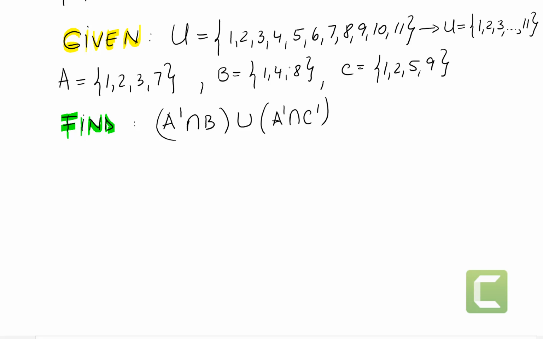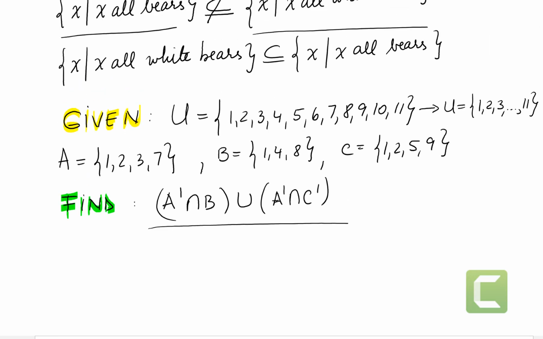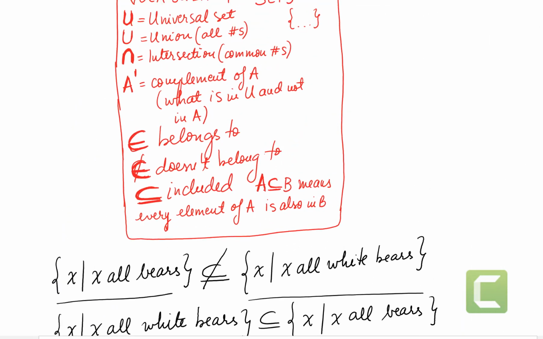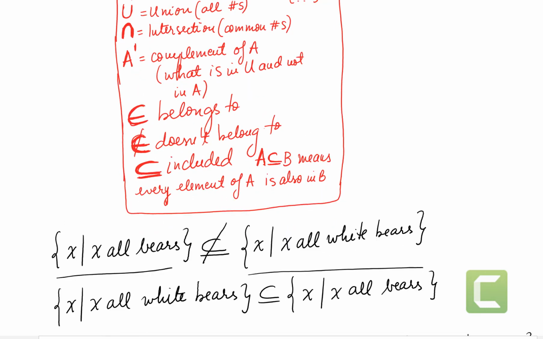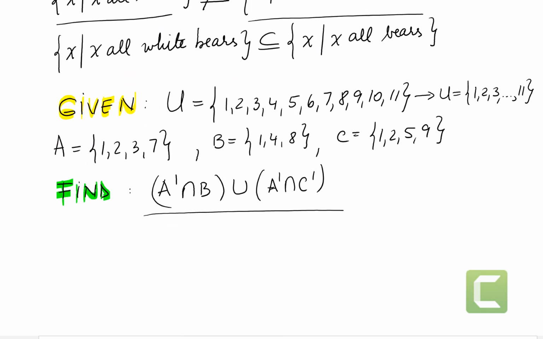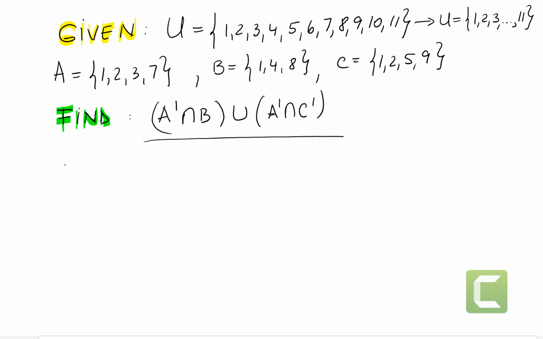A is the set formed by 1, 2, 3, 7. B is 1, 4, 8. And C is 1, 2, 5, 9. We want to find the complement of A intersected with B, union the complement of A intersected with the complement of C. In the vocabulary, we said that the complement is what is in U and is not in A. So let's find the complement of A.